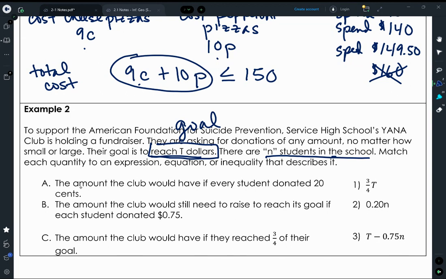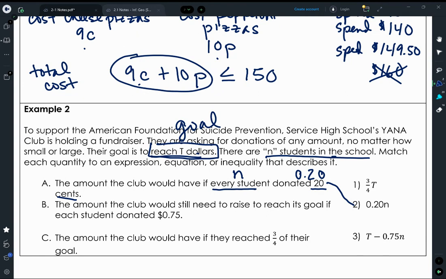So A is saying the amount the club would have if every student donated 20 cents. So let's think about what's going on there. So if we talk about students, that's not my goal total amount of money, that's N. And it's 20 cents, which is 0.20 per each student. So per really means I'm going to be multiplying there, doesn't it? So 20 cents for one student, 20 cents times 2 for 2 students, 20 cents times 3 for 3 students. So we're going to match that to number 2 here, which says 0.2n.